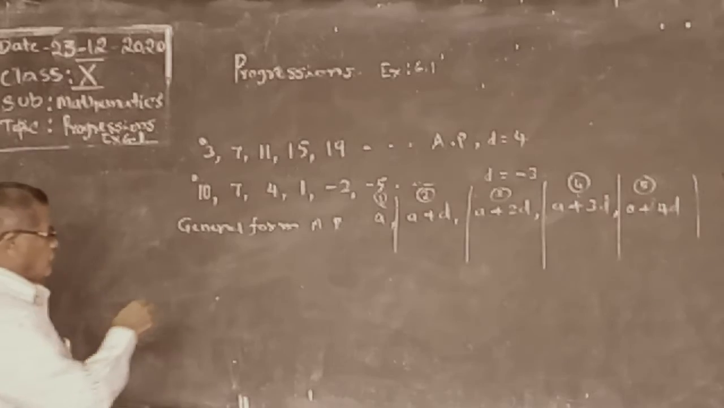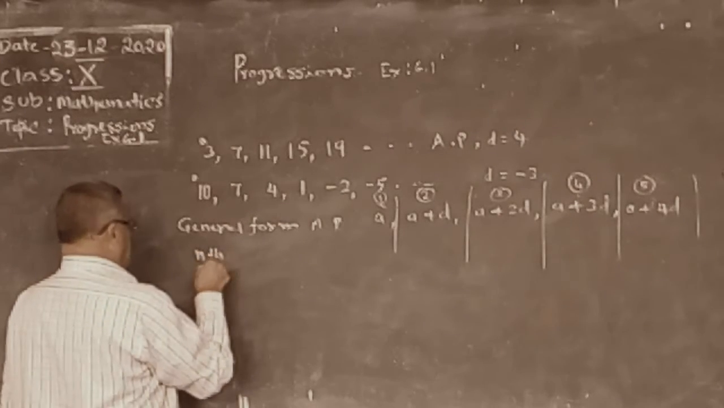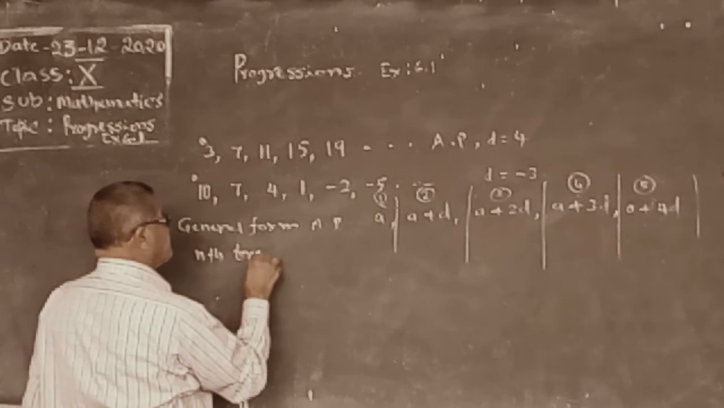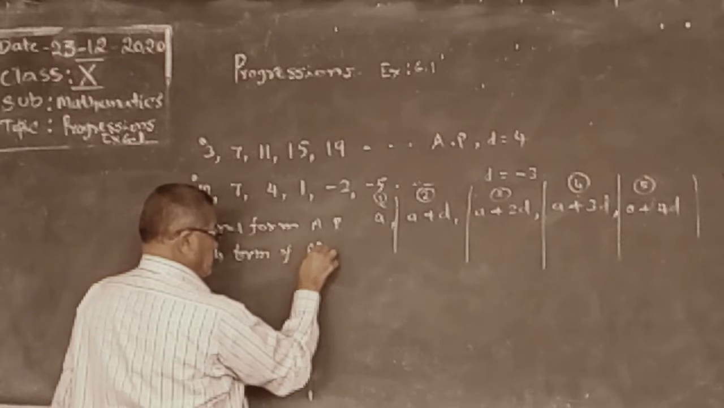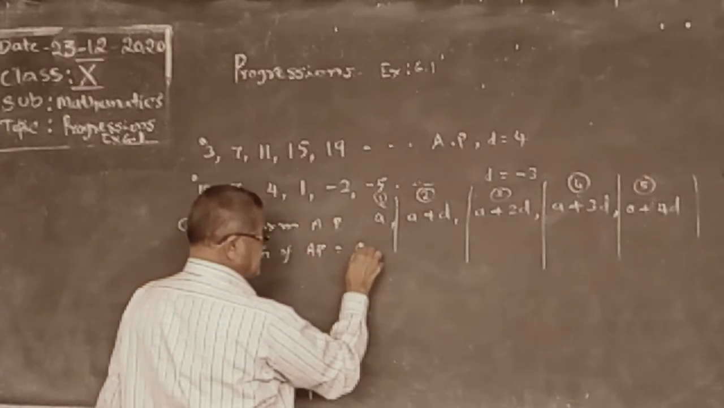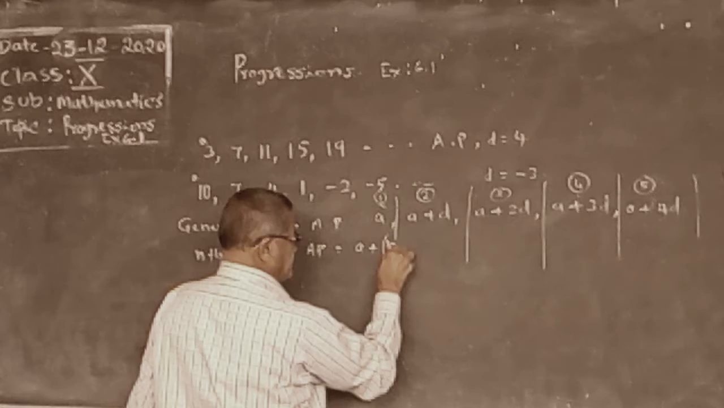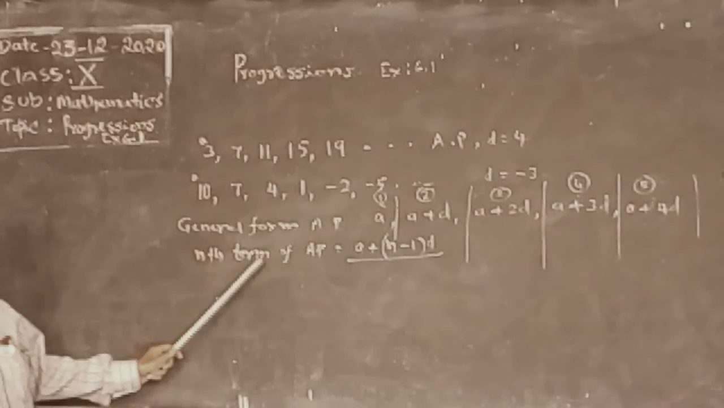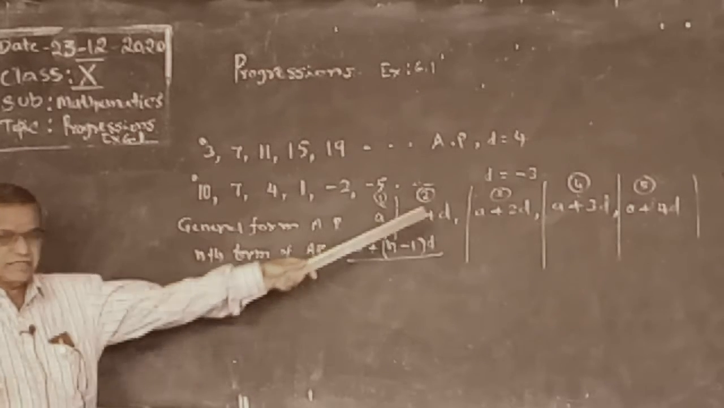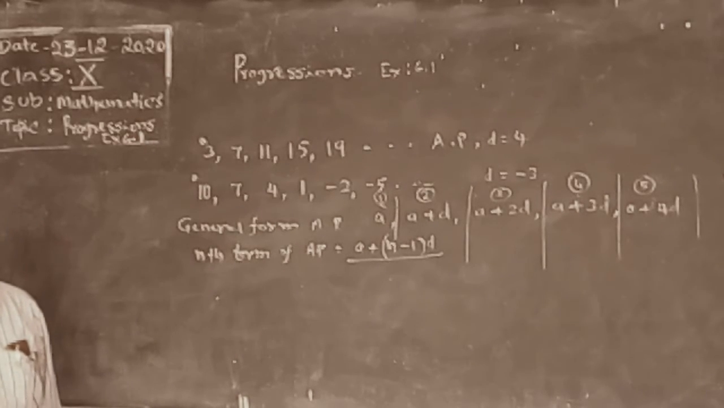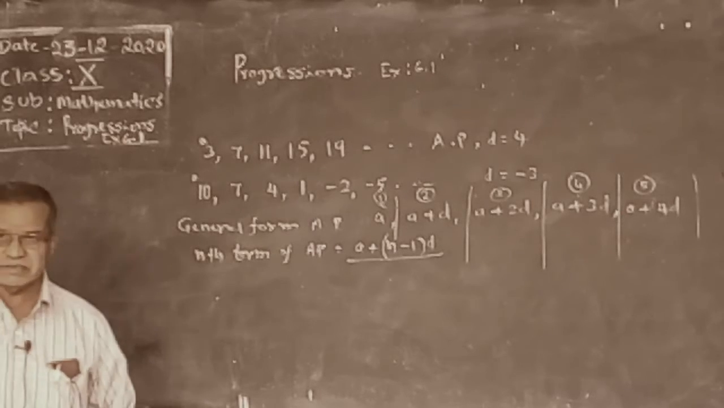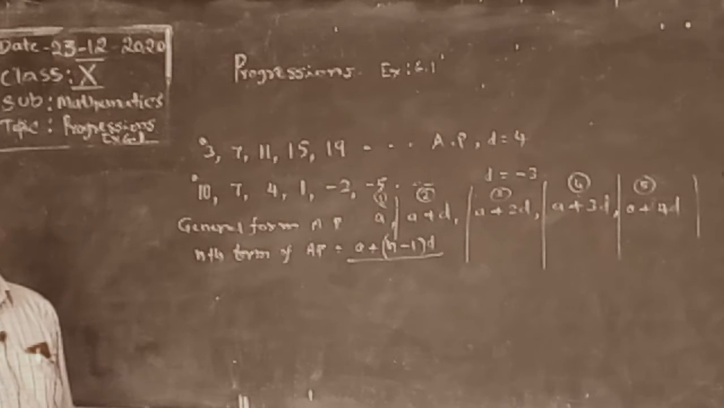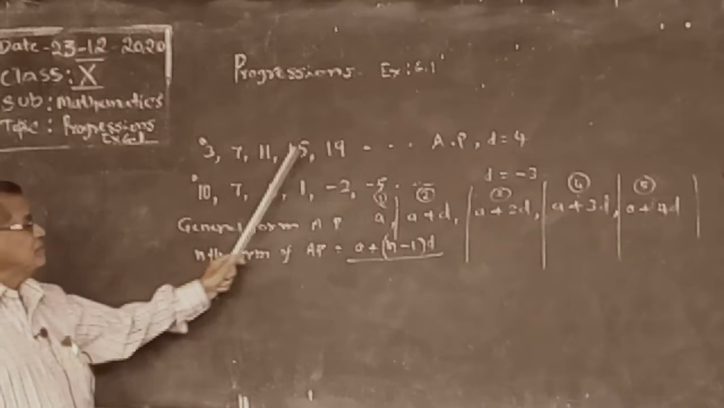So the nth term of AP is A plus n minus 1 of D. This is the formula we derived. This is the way of finding the nth term. In this, to identify whether it is an arithmetic progression or not, the difference will be the same.